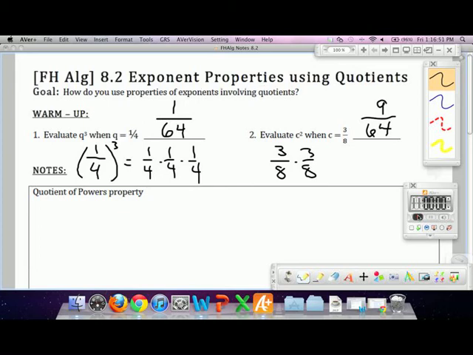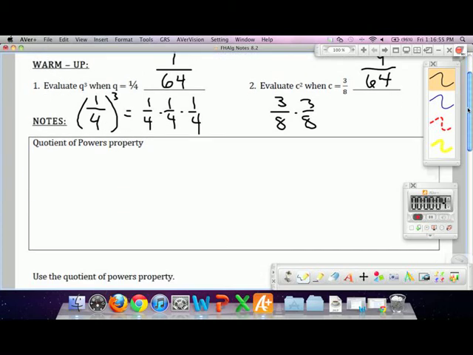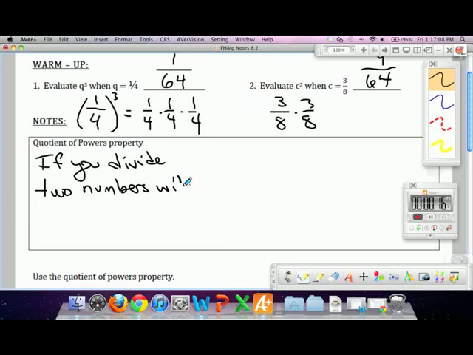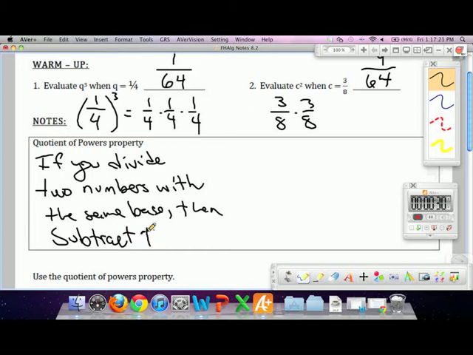The quotient of powers property in words says that if you divide two numbers with the same base, then subtract the exponents.